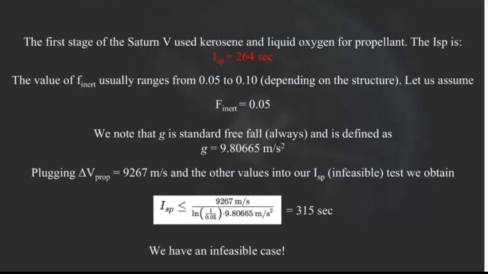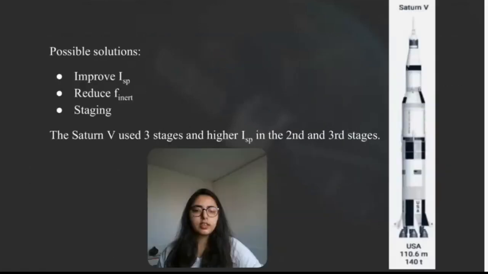The Saturn V used 3 stages. It achieved higher specific impulse by using liquid hydrogen and liquid oxygen in the second and third stages. The F inert value was a little bigger than 0.05, which was an optimistic assumption in this calculation. That concludes our discussion on the delta V budget for the launch vehicles.